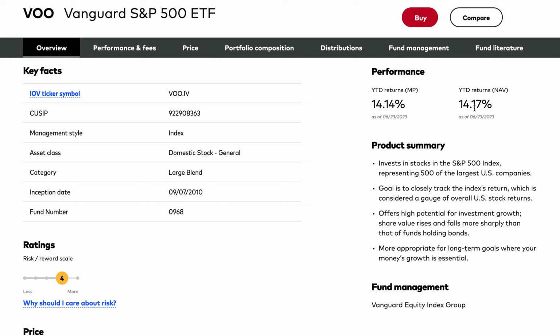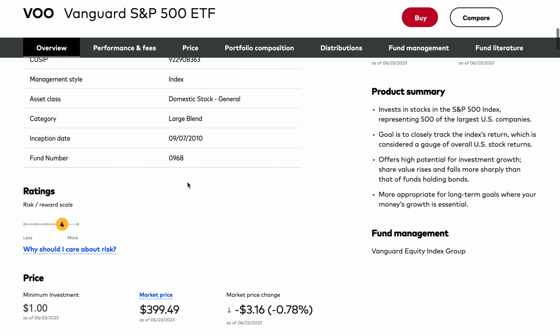So it's up 14.17% year to date. This is the ticker symbol VOO. You can find it right here as well. If you're looking to buy this later, when you're looking at a brokerage, you would just type in VOO, and then you could buy it on the US side. If you scroll down, we can see the product summary.